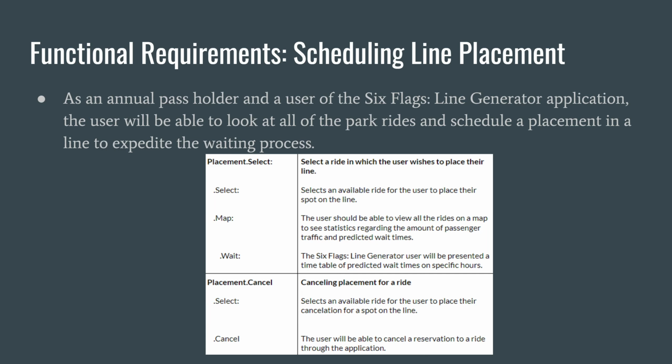So the next functional requirement is to schedule the line placement. They'll be able to look at all the park rides and schedule placement in a line to expedite the waiting process. So the placement select function will select a ride in which the user wishes to place their line. The dot select function will select an available ride for the user to place a spot in the line. The map function will allow the user to view all the rides on a map and see statistics regarding the wait time and traffic.